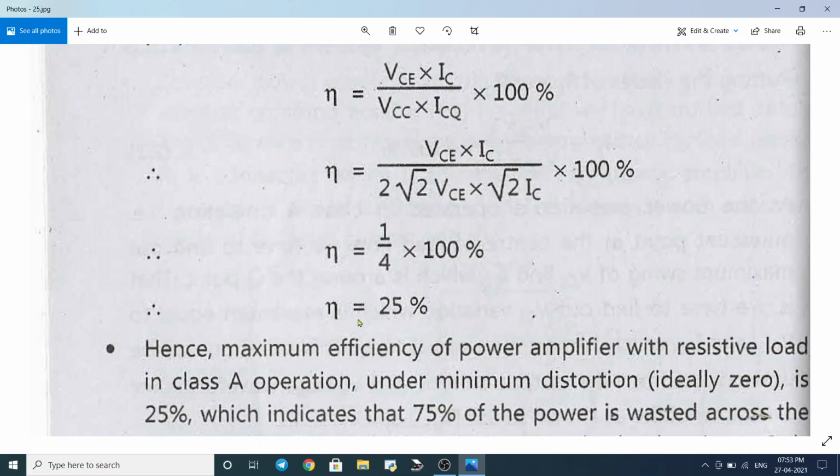So the efficiency, collector efficiency or conversion efficiency, is how much? 25%. The conversion efficiency of which circuit? Class A power amplifier with resistive load.